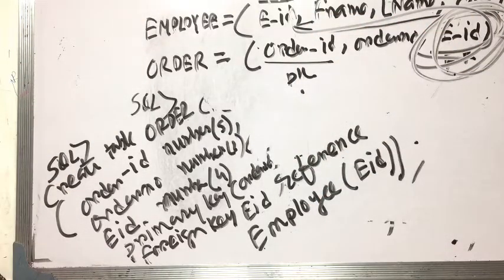So foreign key is the attribute which refers to the primary key of another table. There is a link between them. It is used to link two tables. So there is a referential integrity between two tables. So this is the concept of foreign key.